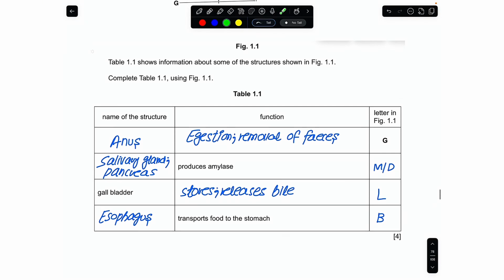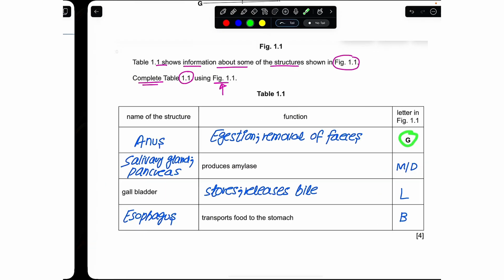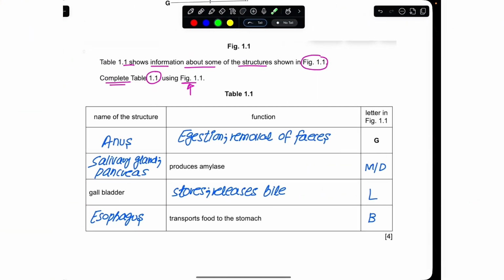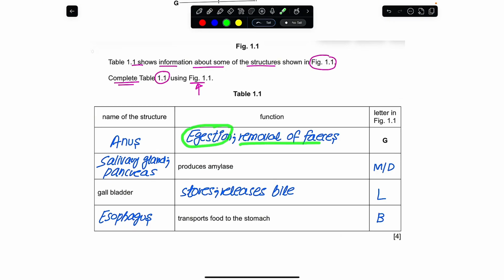They say that table 1.1 shows information about some of the structures which are shown in figure 1.1. We are required to complete table 1.1, and for that we need to use figure 1.1. For the first, they have given you the letter G. So we come here and see what the letter G is. This is the anus. I hope you have got an idea; we need to go to the question first. So this G is the anus, and the role of the anus is that it allows the removal of feces or undigested food particles. So the answer is simple: either you say egestion or the removal of feces.